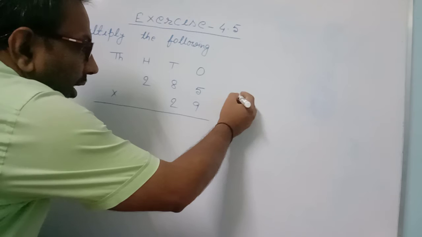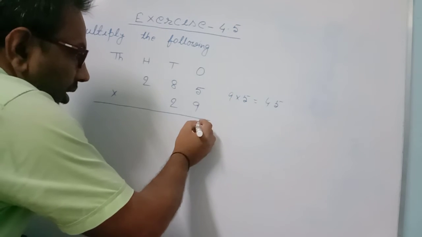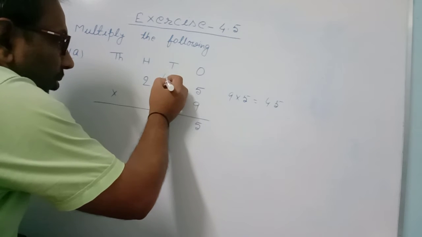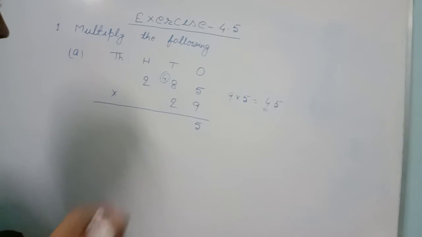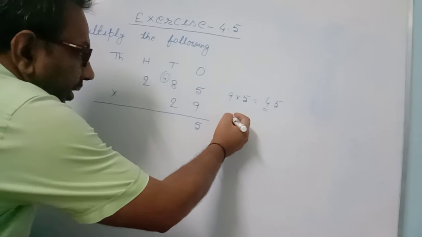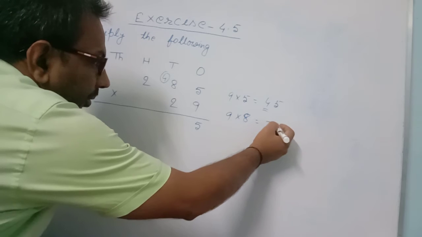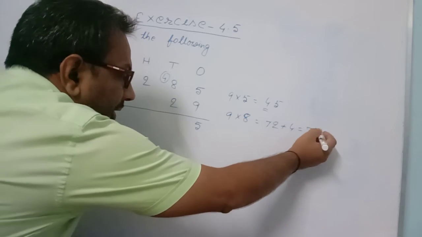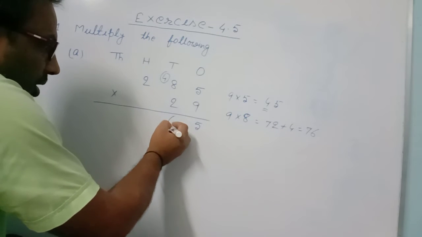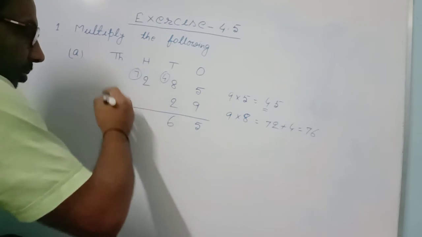9 and 5, this became 45. So this 5 will come at ones place and this 4 will go at tens place. Now we will multiply 9 into 8. This became 9 into 8 equal to 72 and there is already 4. We added 4, we got 76. So 6 will come at tens place and 7 will go at hundreds place.